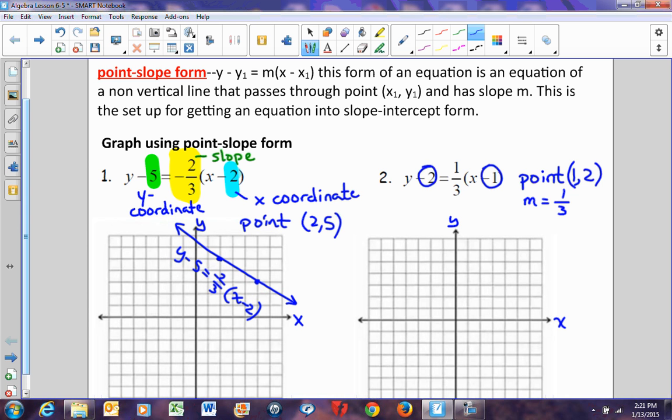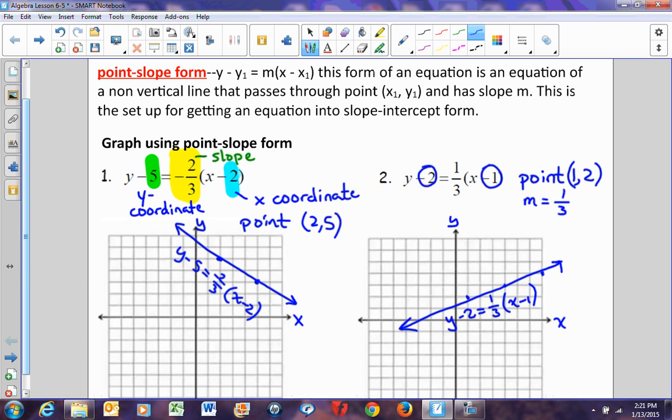My point is 1, 2, so over 1, up 2. There's my point, 1, 2. My slope is 1/3, so up 1, right 3. Up 1, right 3. There's my graph. And I can label it. Y minus 2 equals 1/3 parentheses x minus 1. It's another form of graphing.